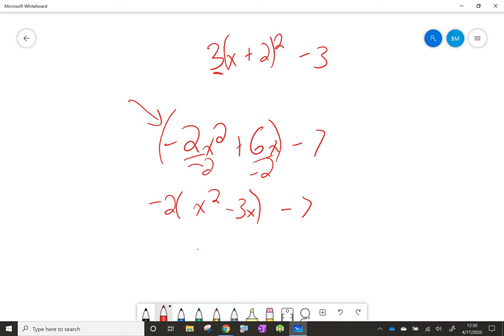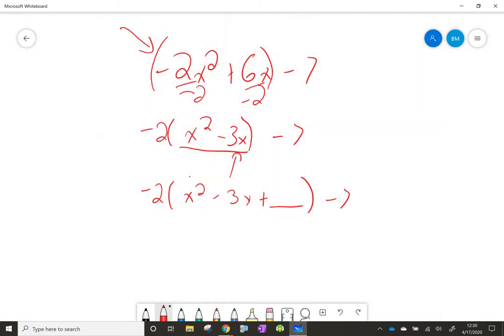All right, so now what we're going to do is try and fill in a c value for this parentheses part. So negative 2 times x squared minus 3x. We're going to try and find a new c value that's going to join that set of parentheses. So the c value that we're going to find, let's see, we're going to take our b value of negative 3. We're going to divide it by 2. Remember, b divided by 2, squared. So that's going to be negative 1.5. And then square negative 1.5. What do we get?